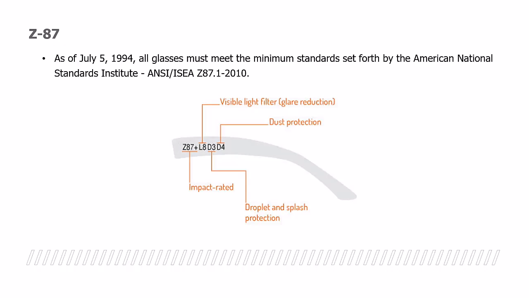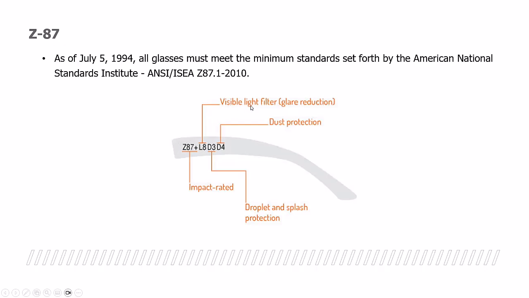The Z87, as of July the 5th, 1994, all glass must meet the minimum standards set forth by the ANSI standard, the American National Standards Institute. And basically go to Z87.1-2010. If you look at the little chart that we've put together here, this is all the information you're going to find from ANSI.